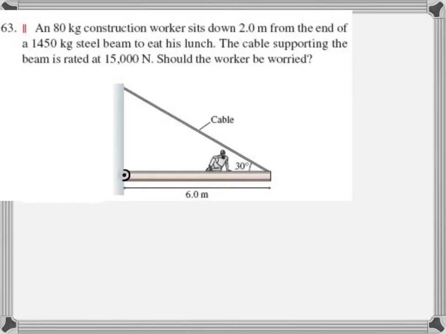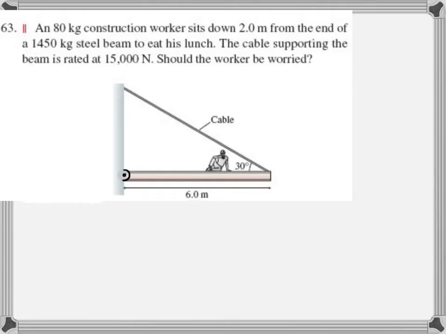The reason why the worker might need to be worried is because the structure here was not designed to have a person sitting on it. So it is possible that with the added weight of the person, we might exceed the 15,000 Newton limit for the cable, and the cable might break. So what we're going to have to do is calculate the tension in the cable when the worker is sitting where he's sitting, and see if that tension is less or more than the 15,000 Newton limit.